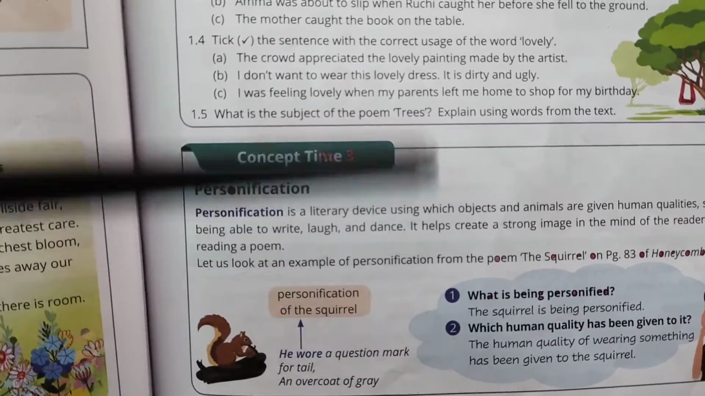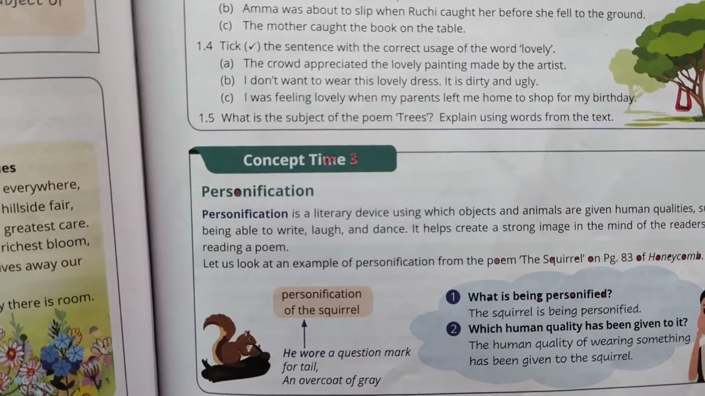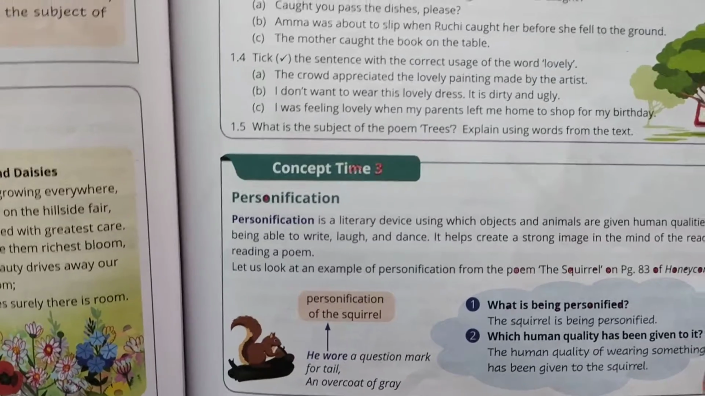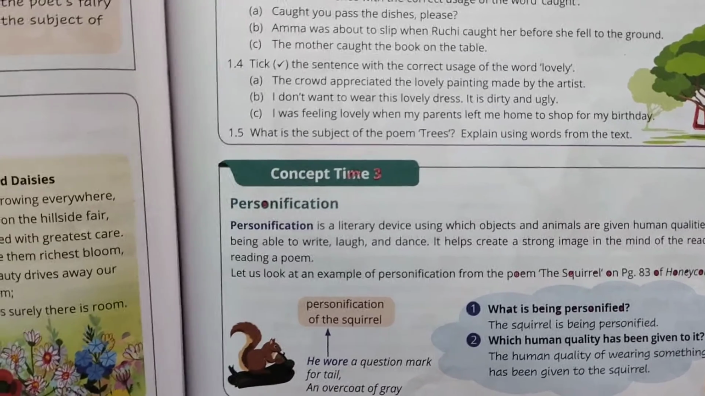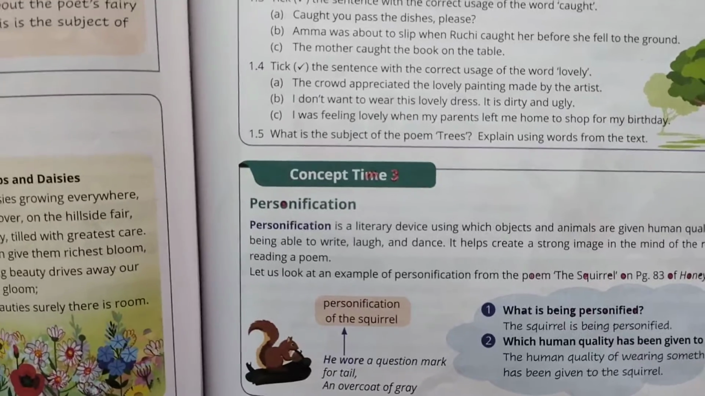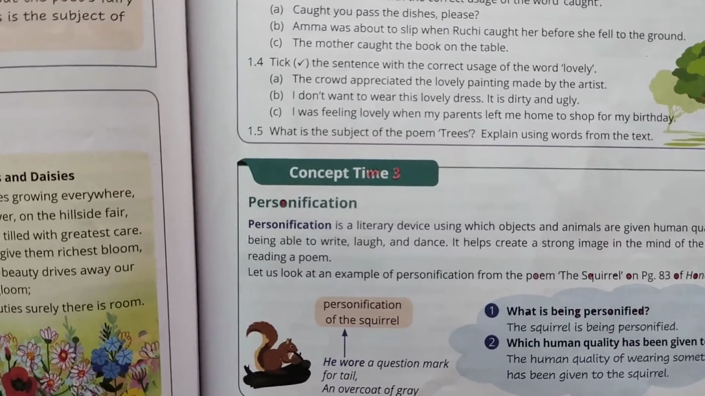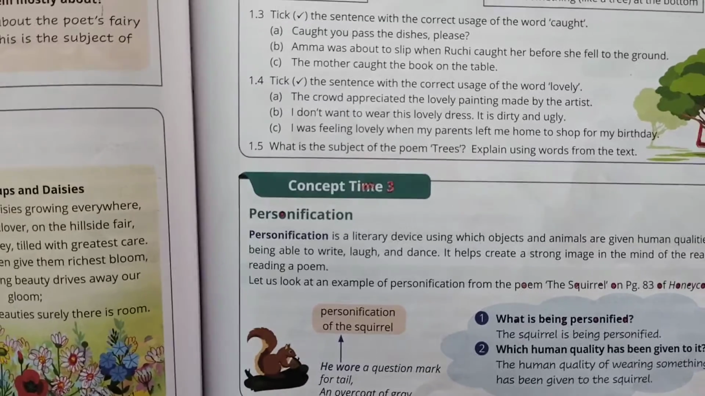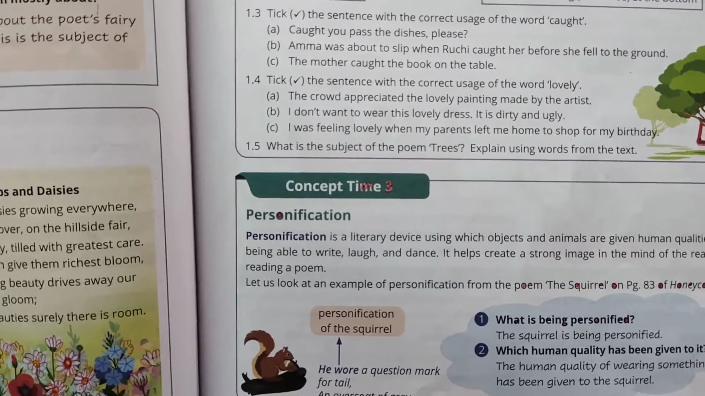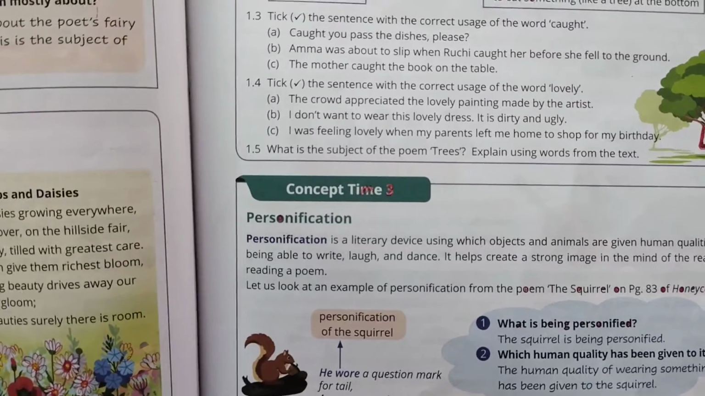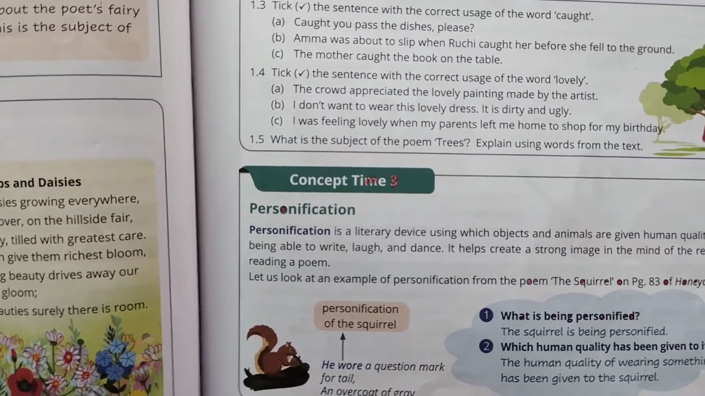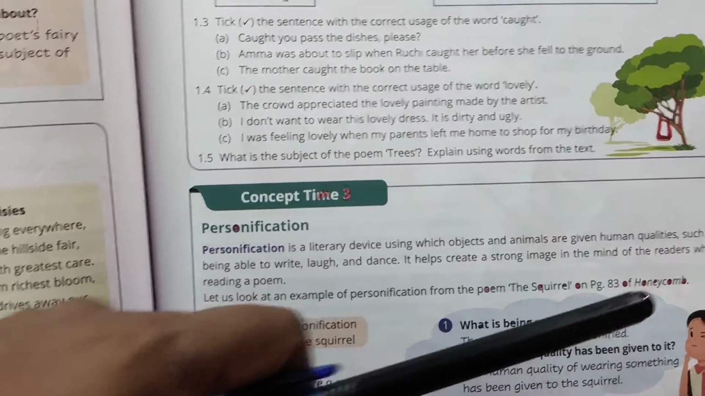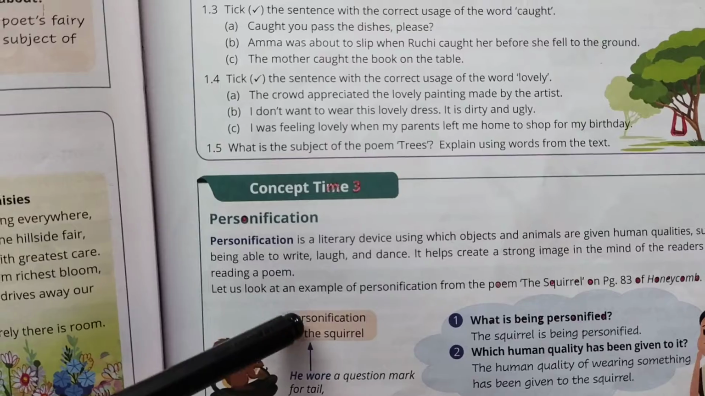So why are the authors creating such poems? Because it helps the reader to read interestingly and to know the interesting facts about the particular animal or particular thing. So the authors are making the poem very interesting while they are including the human qualities. So it helps create a strong image in the minds of the readers while they are reading a poem.